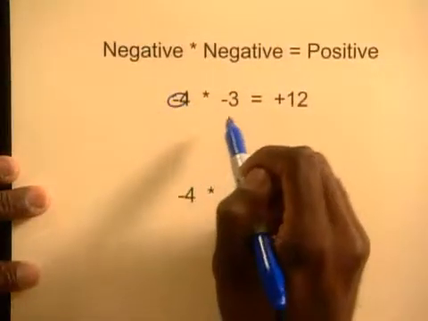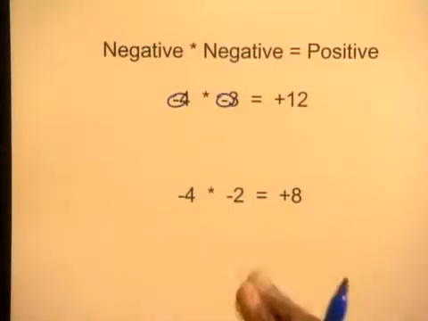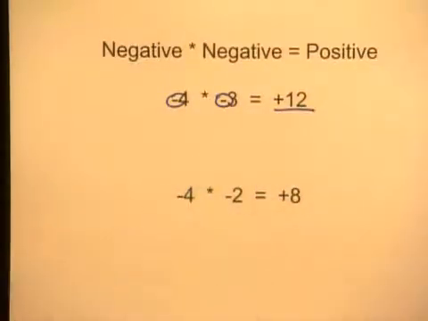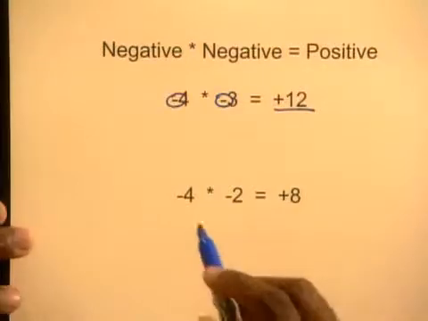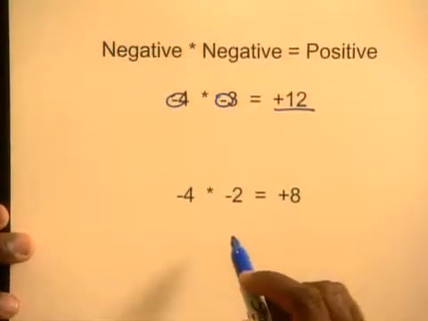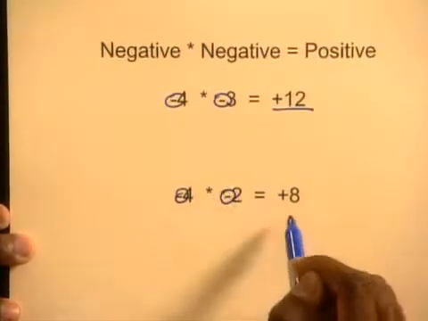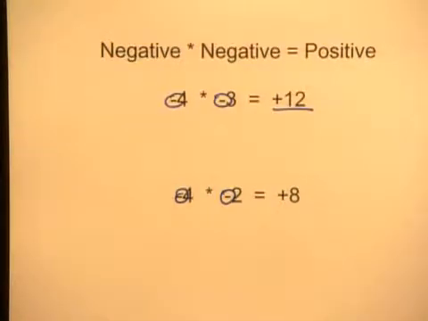Okay? So let's look at a few more examples here. Let's look at a negative 4 times a negative 3. A negative times a negative, two wrongs make a right, gives us a positive 12. So a negative 4 times a negative 2, a negative times a negative, should give us what answer? A positive 8. You're right on track, man.